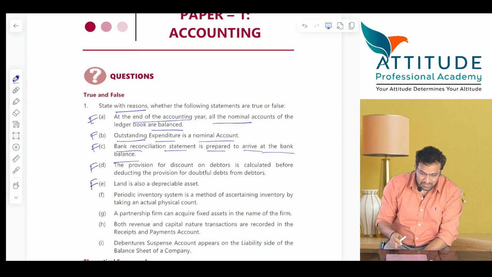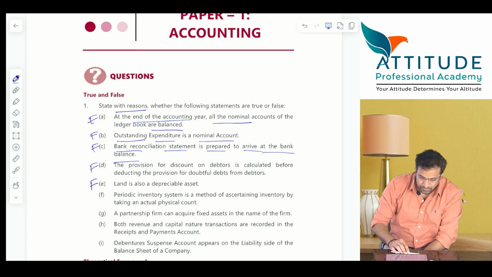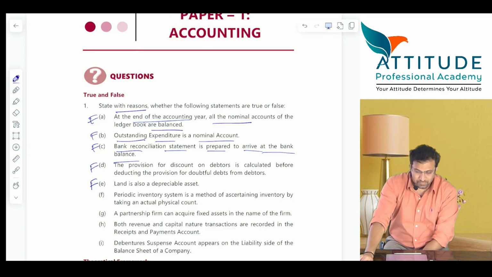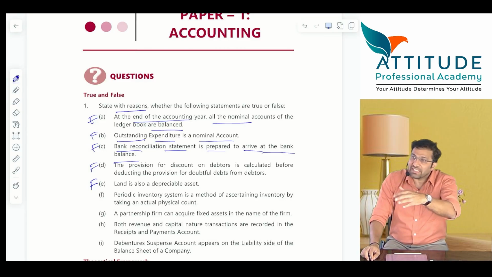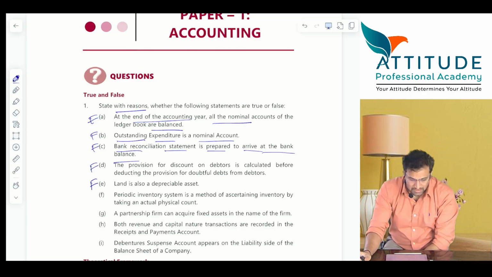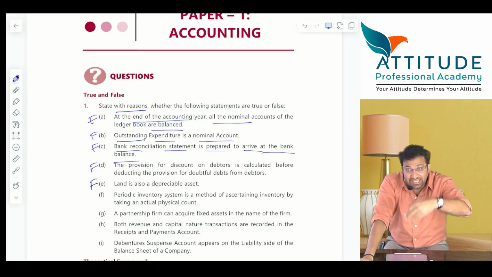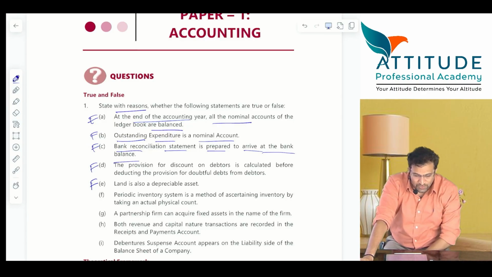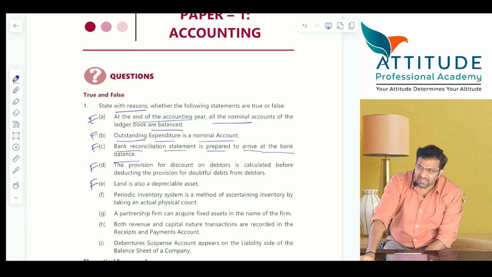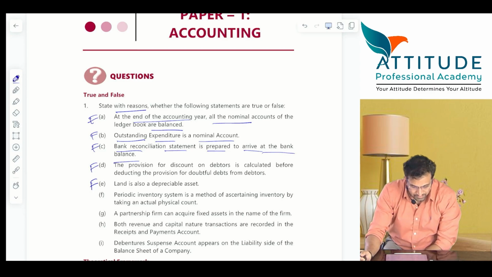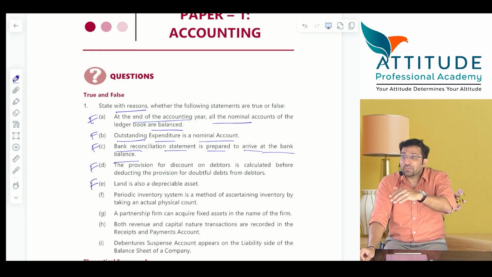False. Answer: land is not a depreciable asset because its useful life is not limited to a few years. Its useful life is not limited, it is unlimited. Land is not a depreciable asset because its useful life is limited or not limited? It has a useful life, but it is not limited. Its useful life is not limited, meaning it is unlimited. Unless and until it is a wasteland.